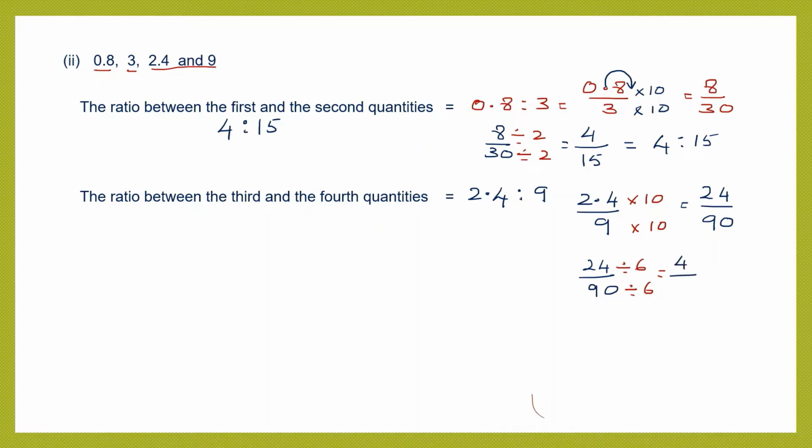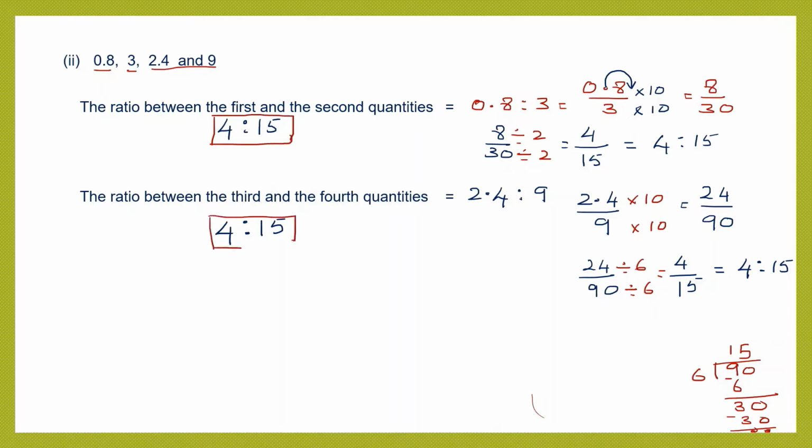6 4s are 24. Let's divide 90 by 6. 6 1s are 6, minus, I've got 3, I bring down 0, 6 5s are 30. That means 15. So here my fraction is 4 by 15 and my ratio is 4 is to 15. The ratio between the third and the fourth quantities is 4 is to 15. So if you look carefully, the ratio between the first and the second quantities is 4 is to 15, and between the third and the fourth quantities is also 4 is to 15. That means, yes, the given four quantities are in proportion.